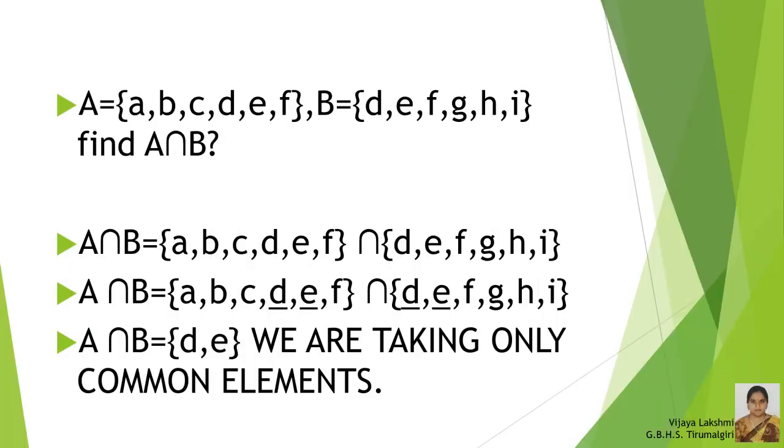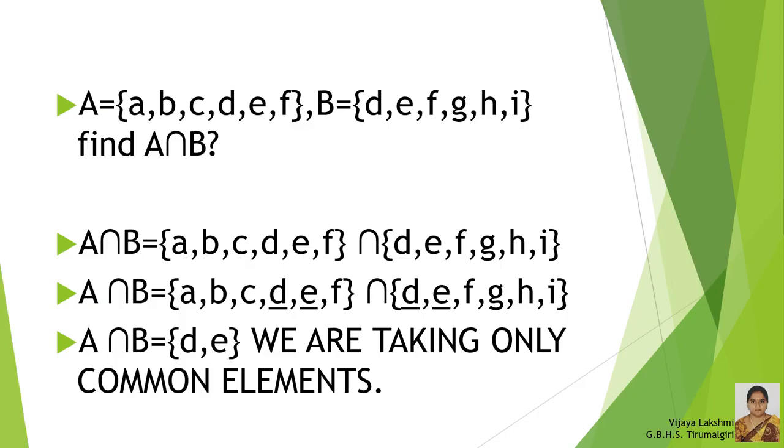Now let us see with some examples. The first example, A is equal to alphabets A, B, C, D, E, F. And set B is equal to D, E, F, G, H, I. Find A intersection B. As we have written for union, we first write set A, put a symbol of intersection, and then we write the set B.